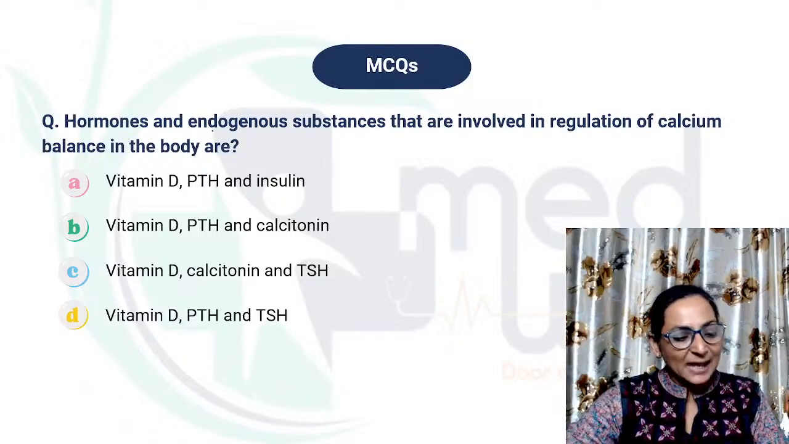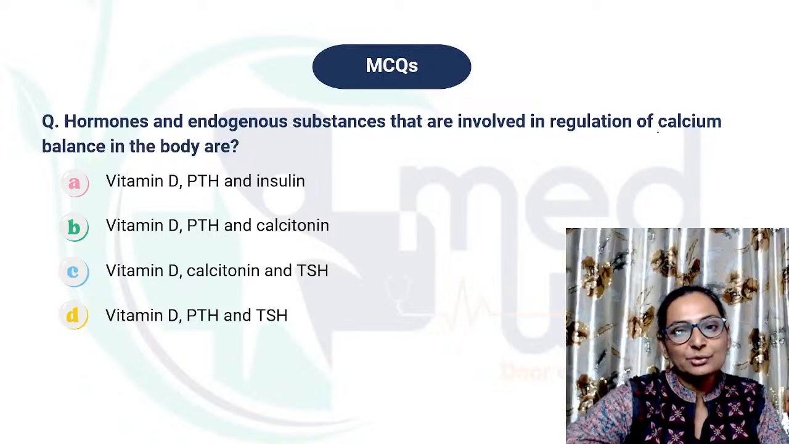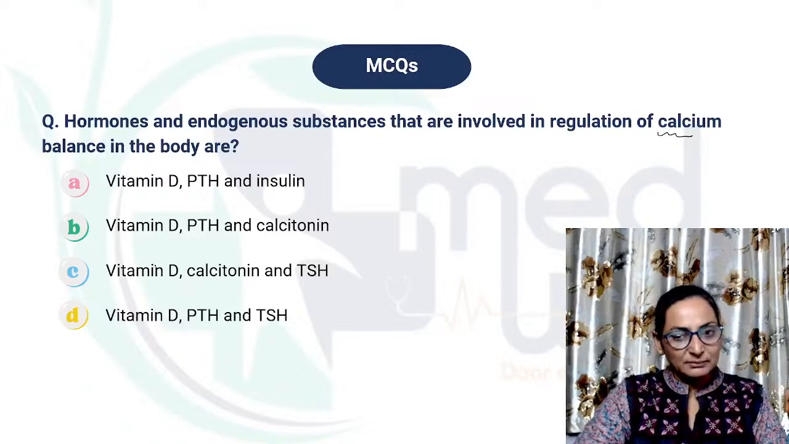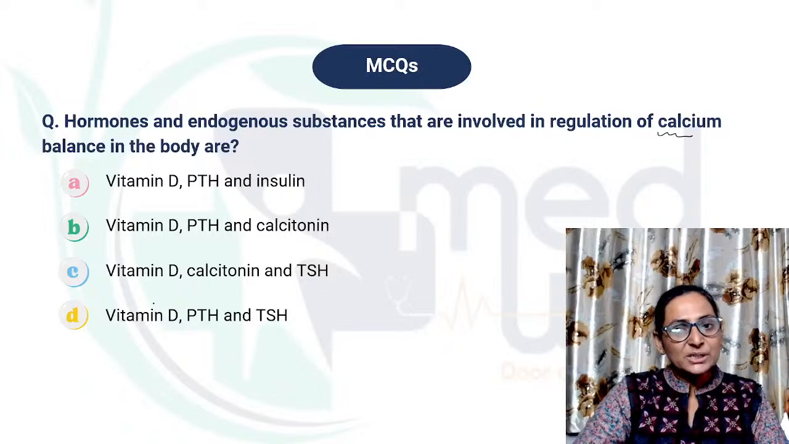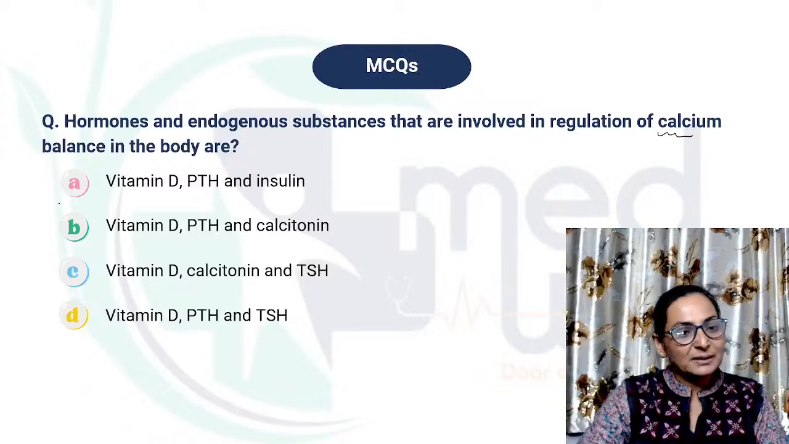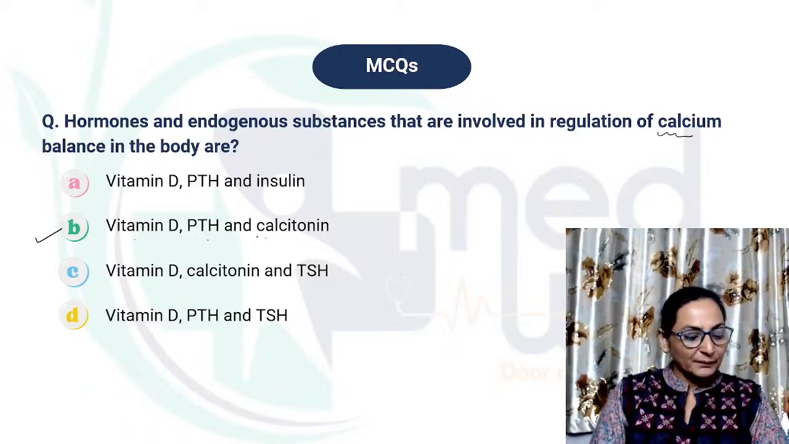The hormones and endogenous substances that are involved in the regulation of calcium. See, such a simple question, right? But these are the topics which are repeatedly touched. So what is the correct answer? A, B, C, D, which are involved in the regulation of calcium principally. The correct answer is definitely B, that is vitamin D, PTH and calcitonin, right?